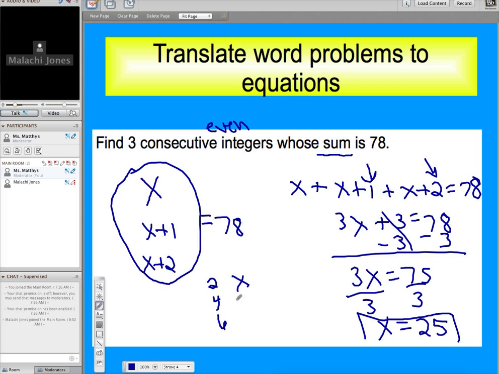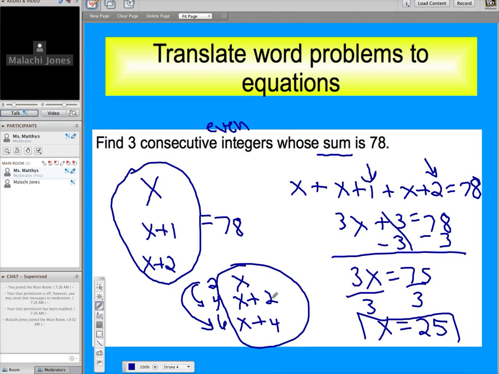The first one would be x. What would the next one be? It would be plus 2. Yeah. And then the third one would be? Plus 4. Yeah. Okay, so consecutive even numbers are x, x plus 2, and x plus 4. And just consecutive ones are x, x plus 1, and x plus 2. Very, very good, Malachi. Do you have any questions with this problem? No. All right, let's try another.